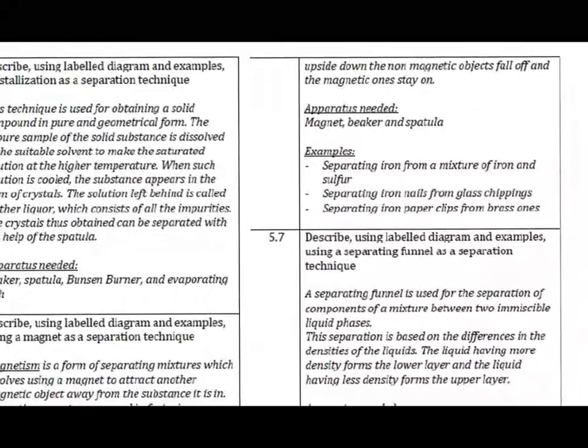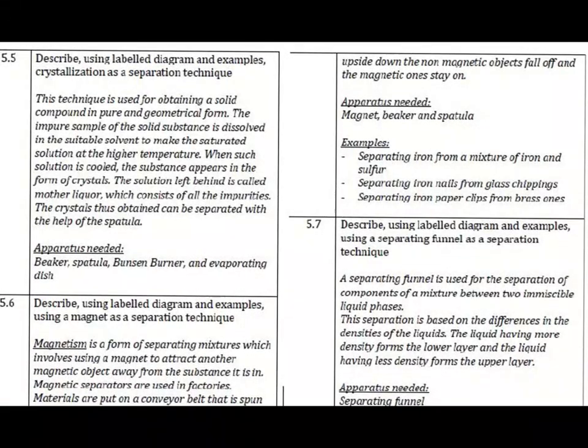I will give you another example. If you have a magnet and you need to separate a mixture of iron with other metals, you are going to approach the magnet to the mixture of iron and other metals or other substances. Once you approach the magnet closer to the iron, it's going to attract the iron, which stays on it. What happens to the other objects or non-magnetic material? They will fall down. In this way, you separated the mixture. So the examples that can be given here: separating iron from a mixture of iron and sulfur, separating iron nails from glass chippings, separating iron paper clips from brass ones.